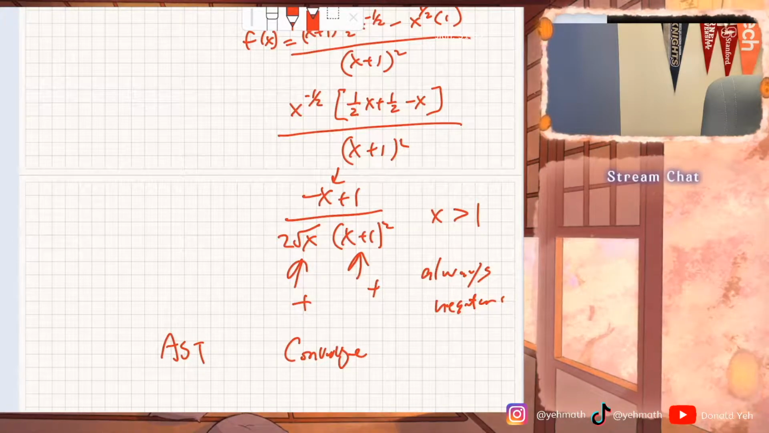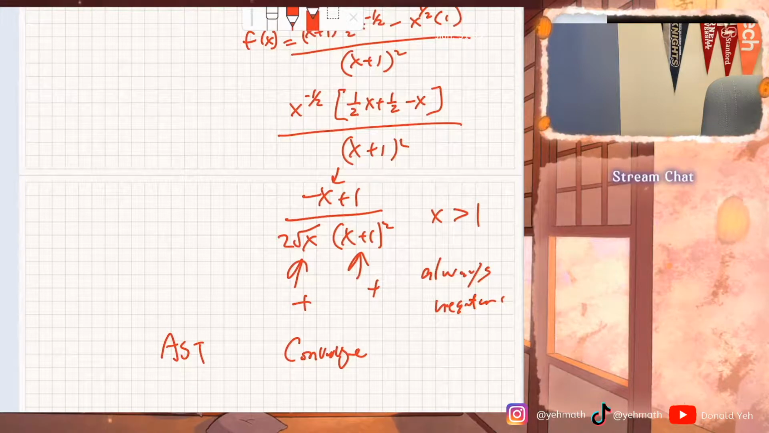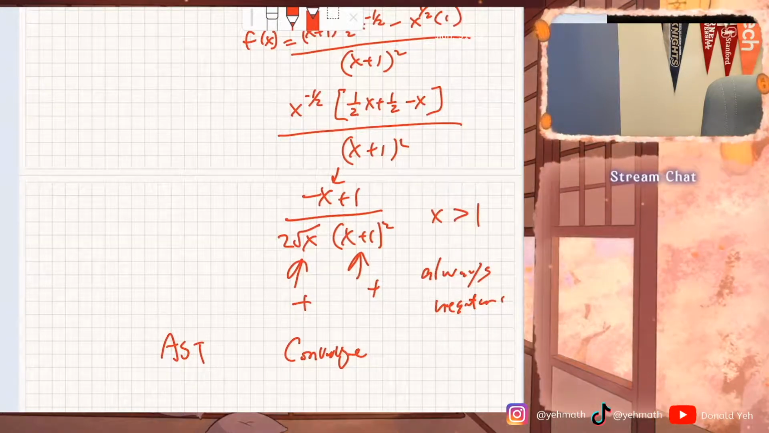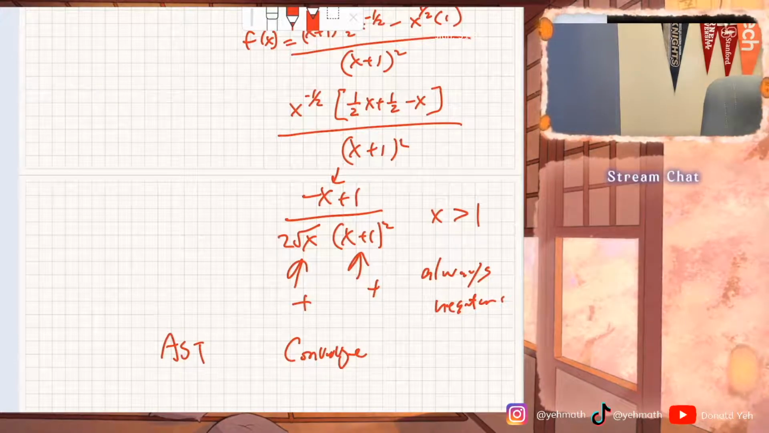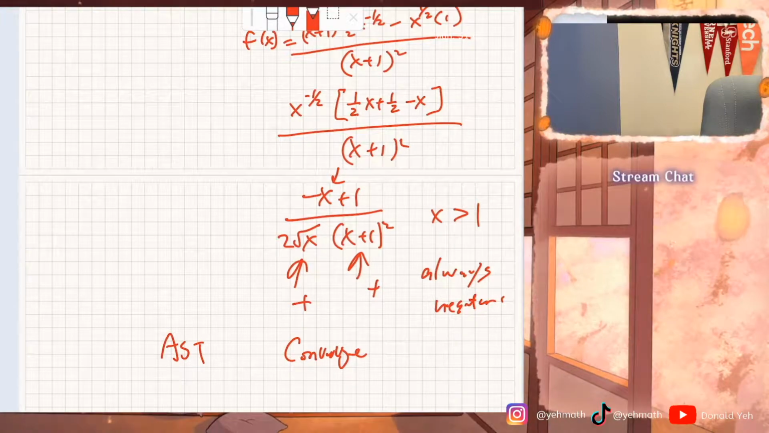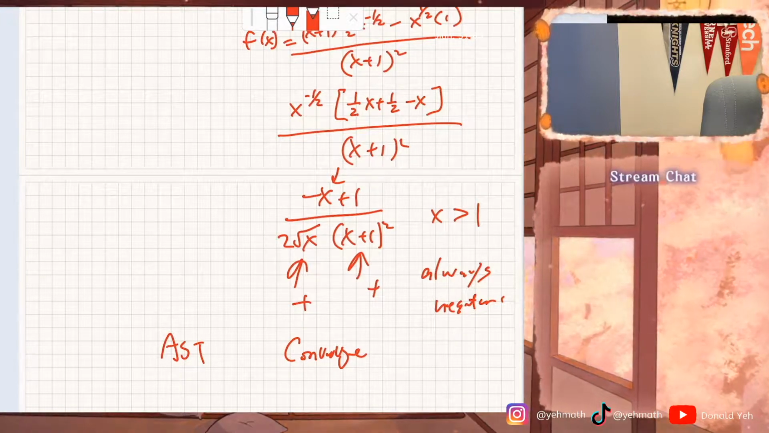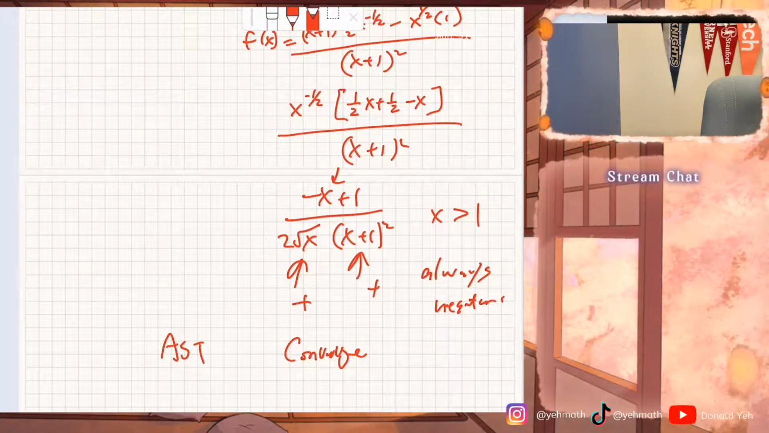do a comparison test. This will be less than square root of n over n squared. Do a comparison test with that. This would be n to the 3/2. This is a P series. P is greater than 1. It's going to converge. Therefore, because it's always less than that by the comparison test, this series also converges. Does that make sense to you? So comparison test.